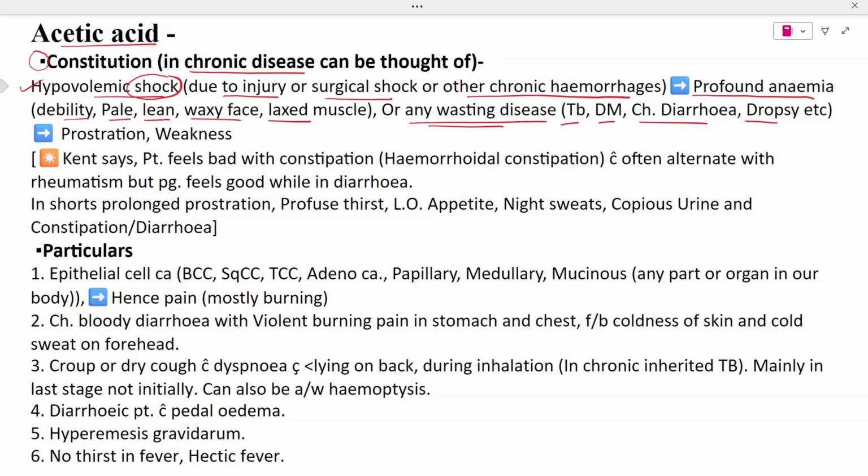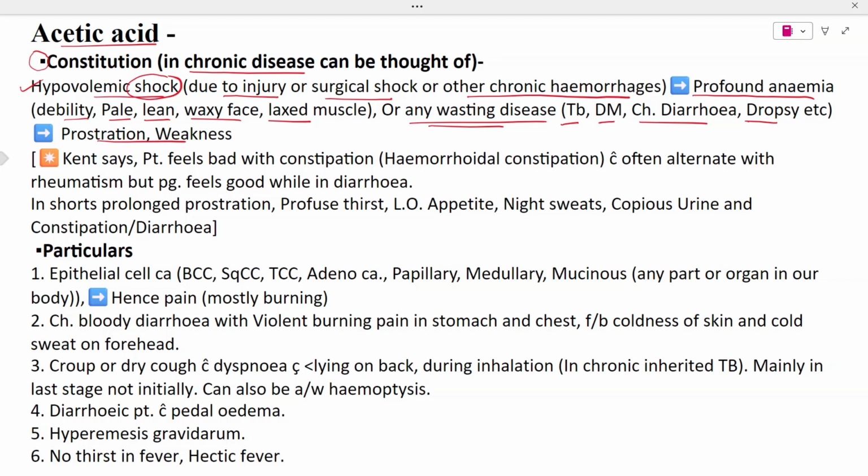I would rather say this is the constitution of acetic acid. That means in a patient coming with this history, we can think of acetic acid. Okay. So the prostration and weakness. And behind the prostration and weakness, we must keep this in our mind.